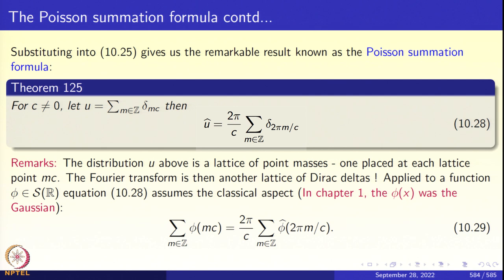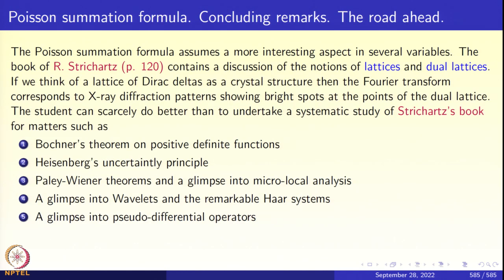Now, what happens if this is in one variable? What about several variables? What happens if I take Rn and take a lattice of Dirac deltas in Rn? The formula becomes even more interesting in several variables. The Poisson summation formula assumes a much more interesting aspect in several variables.